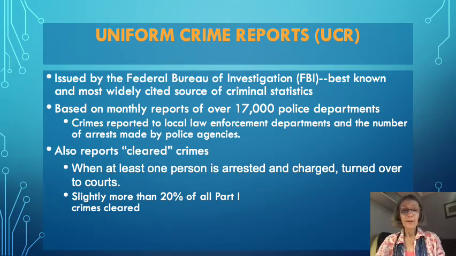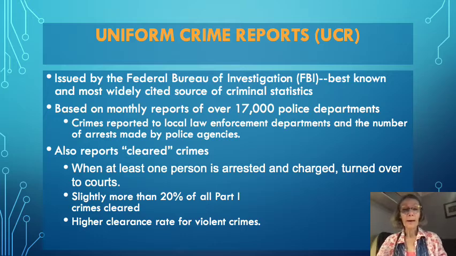As we know from reading your textbook, we have a relatively low clearance rate in the United States. Of all the Part 1 crimes that are committed, about 20% are cleared. In other words, for about 20% of those crimes, a person is identified, arrested, and charged. So it's a relatively low clearance rate. There's a higher clearance rate for violent crimes, which makes sense because police departments put a lot more resources behind finding out who perpetrated a violent crime as compared to a property crime.